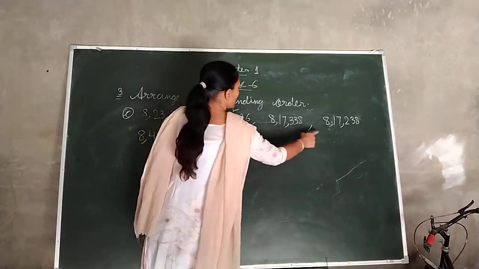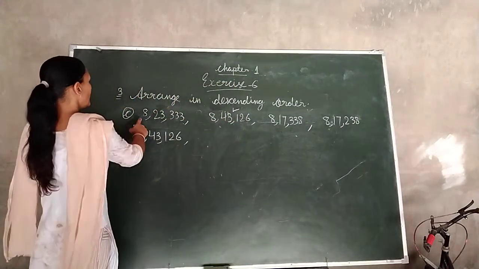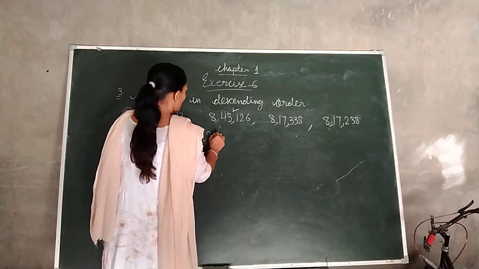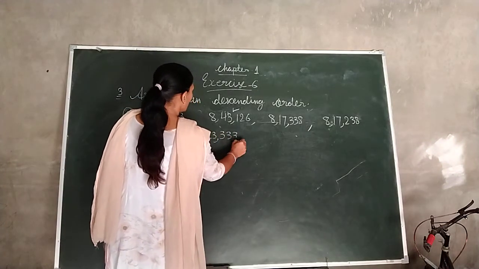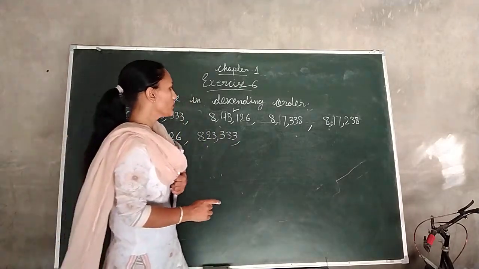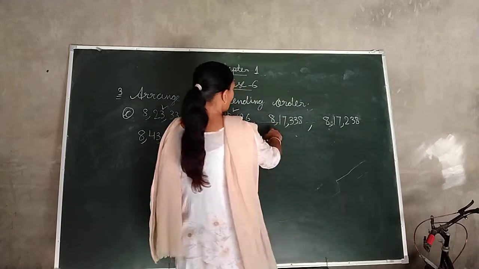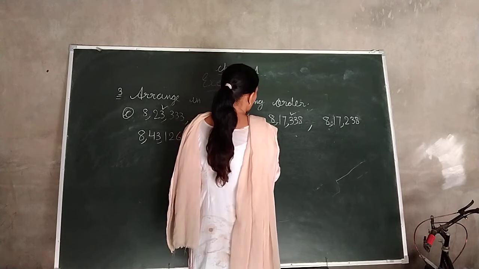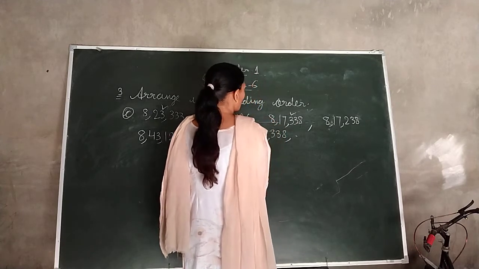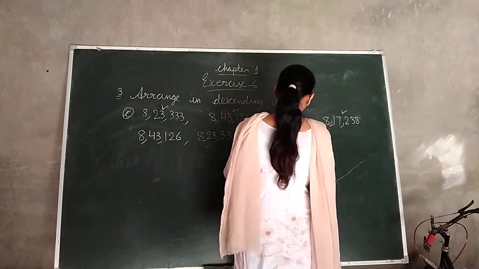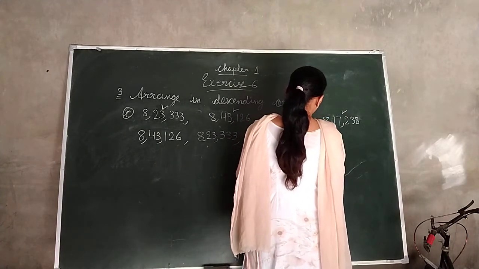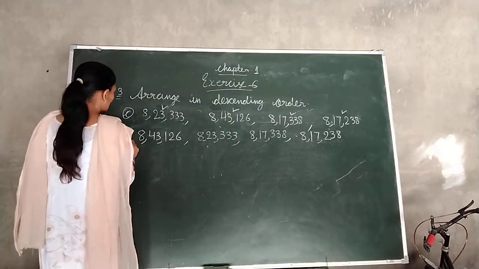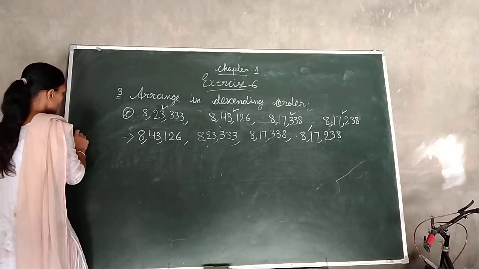Next, among these 3 numbers, which number is greatest? 8,23,333. Next, we have 2 numbers. Which number is greatest? 8,17,338. Next, we have only one number, and we will write it at the end. 8,17,238. Now, these numbers are in descending order.